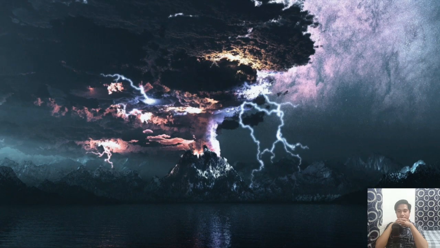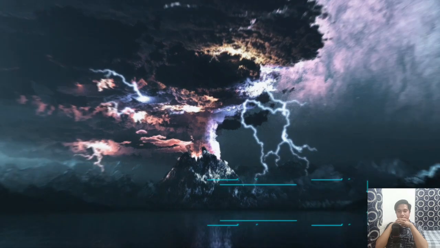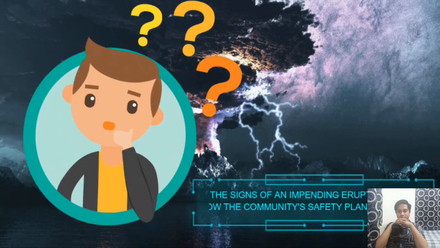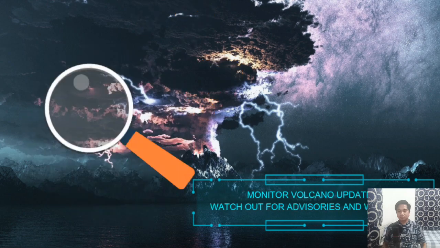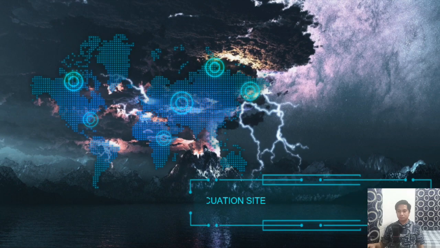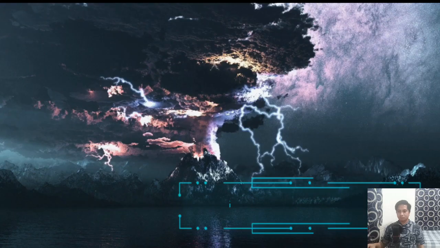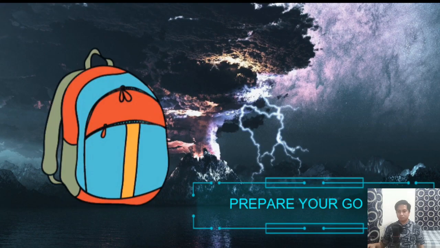Before the occurrence of a volcanic eruption, know the signs of an impending eruption. Second, know the community's safety plans. Always monitor the volcano updates and watch out for advisories and warnings. Know the location of the evacuation site and the fastest and safest way to go there. Prepare your family's go bag containing items needed for survival.